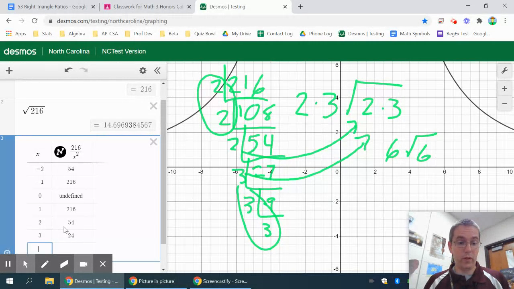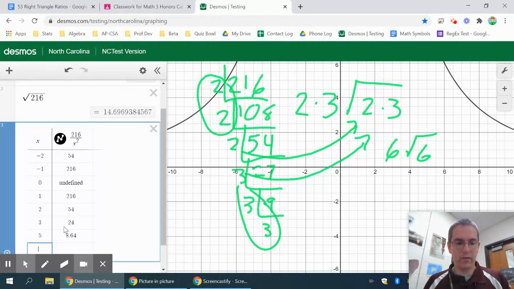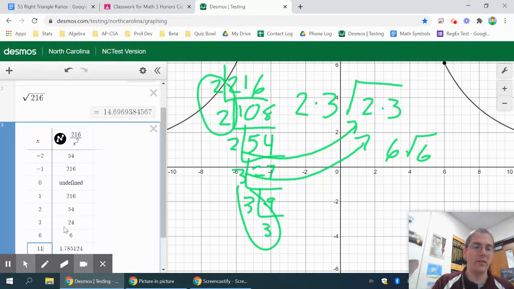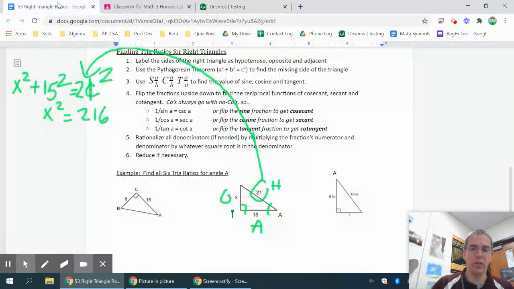So 2 root 54 would work, 3 root 24, 4 wasn't working, 5 doesn't work, 6 root 6, keep going, 7, 8, 9, 10, 11, and once I get a number that's smaller than 2, I know I can stop. So I get a 6 root 6. That's another way I can use Desmos to get it if you don't want to work it out that way.